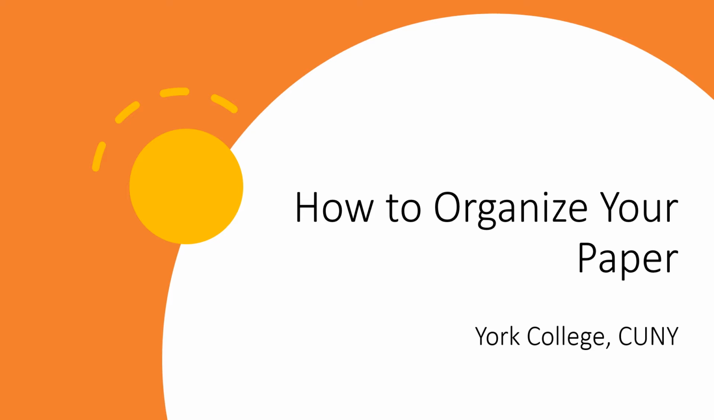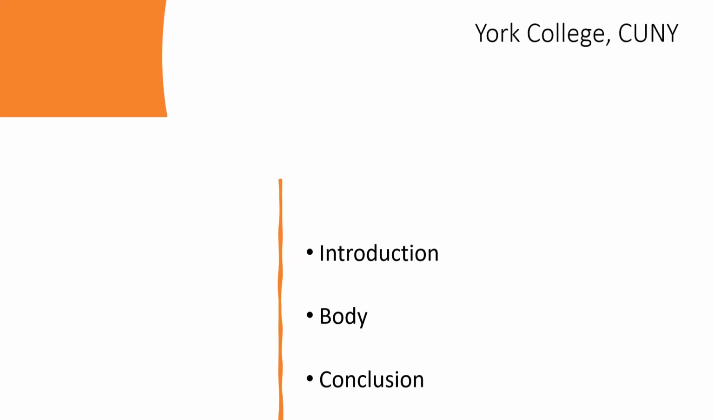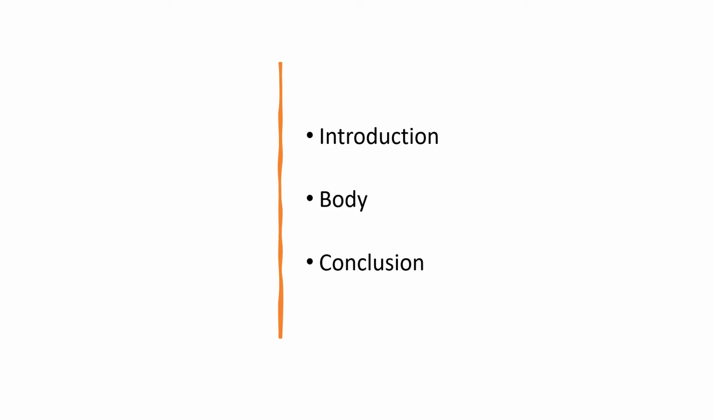How to organize your paper. The three main sections of a typical college paper are the introduction, body, and conclusion. How long each section is and what they contain depends on a few things. The topic of the paper and the class you're writing it for will play a role.